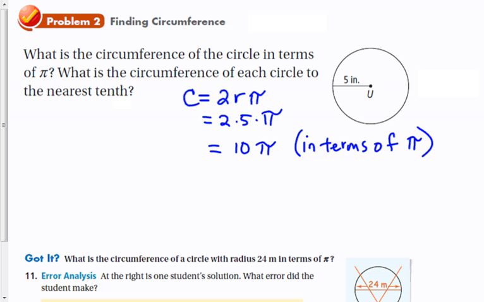Now, when we want to do it to the nearest 10th, that's going to be 10 times 3.14159, whatever. But multiplied by 10 just moves the decimal over one place. So we're going to say it equals 31.4 to the nearest 10th. All right, you try that.